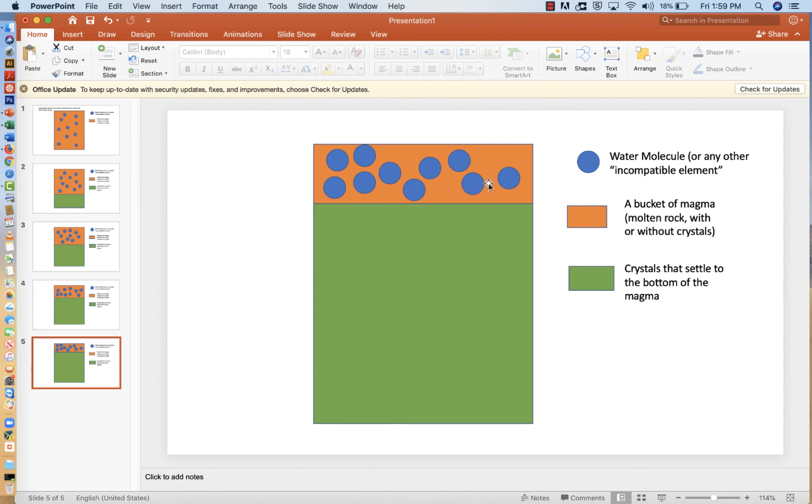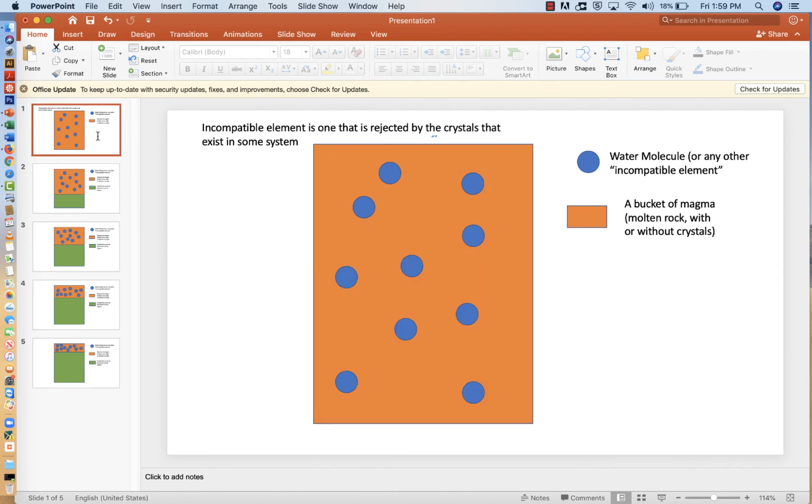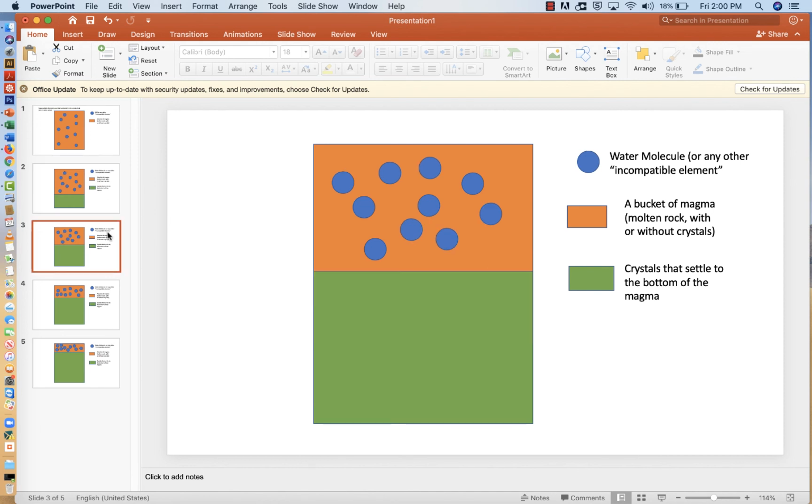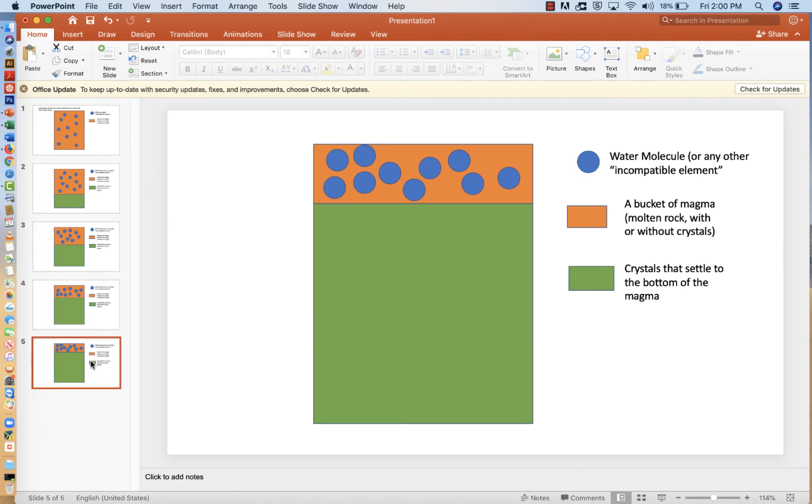These don't have to be water molecules, though. Coming back to the original diagram, I called them water, but they could be something else. This could be, let's say, potassium oxide. And as we crystallize the magma, we get a higher and higher concentration of the element potassium or potassium oxide, where it becomes so highly concentrated that the liquid makes potassium feldspar.